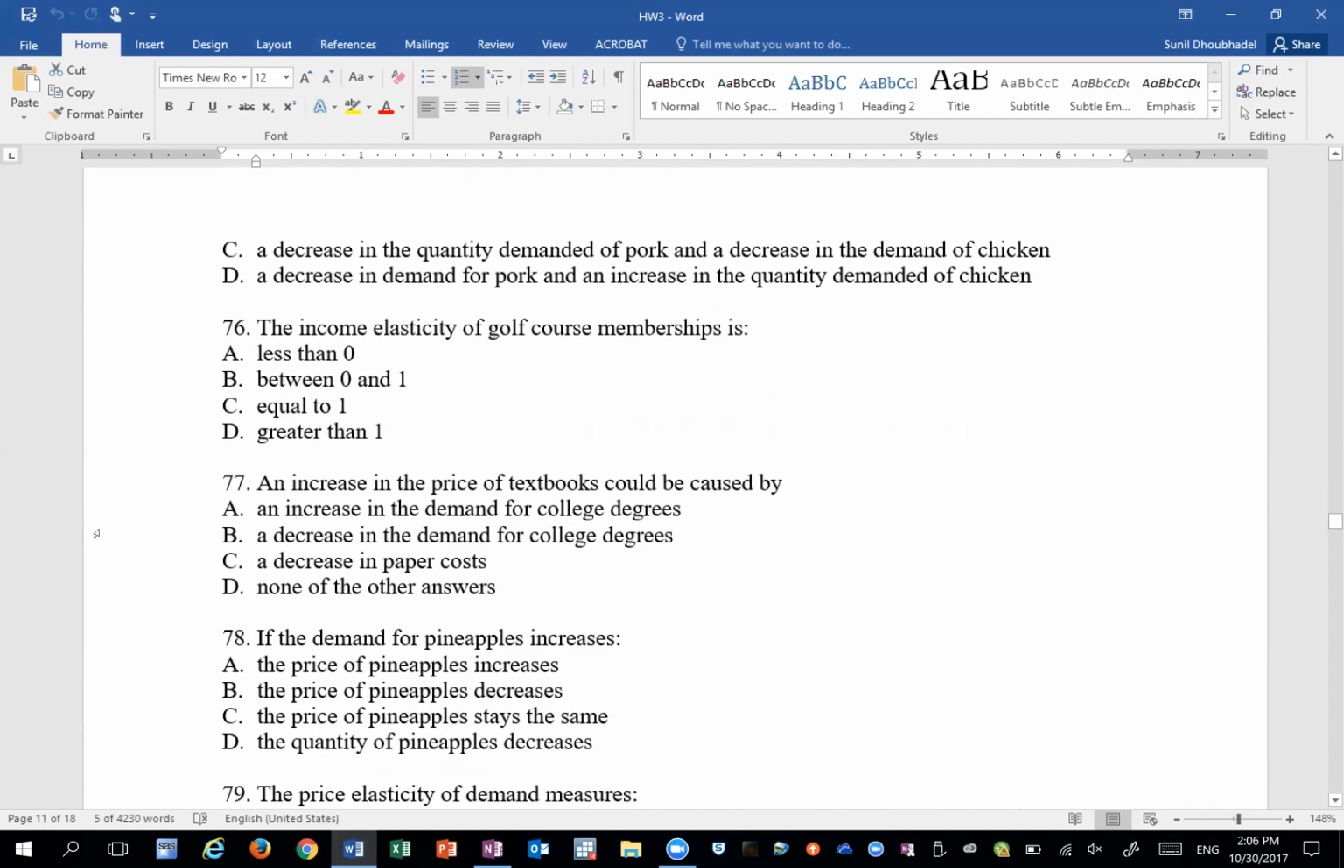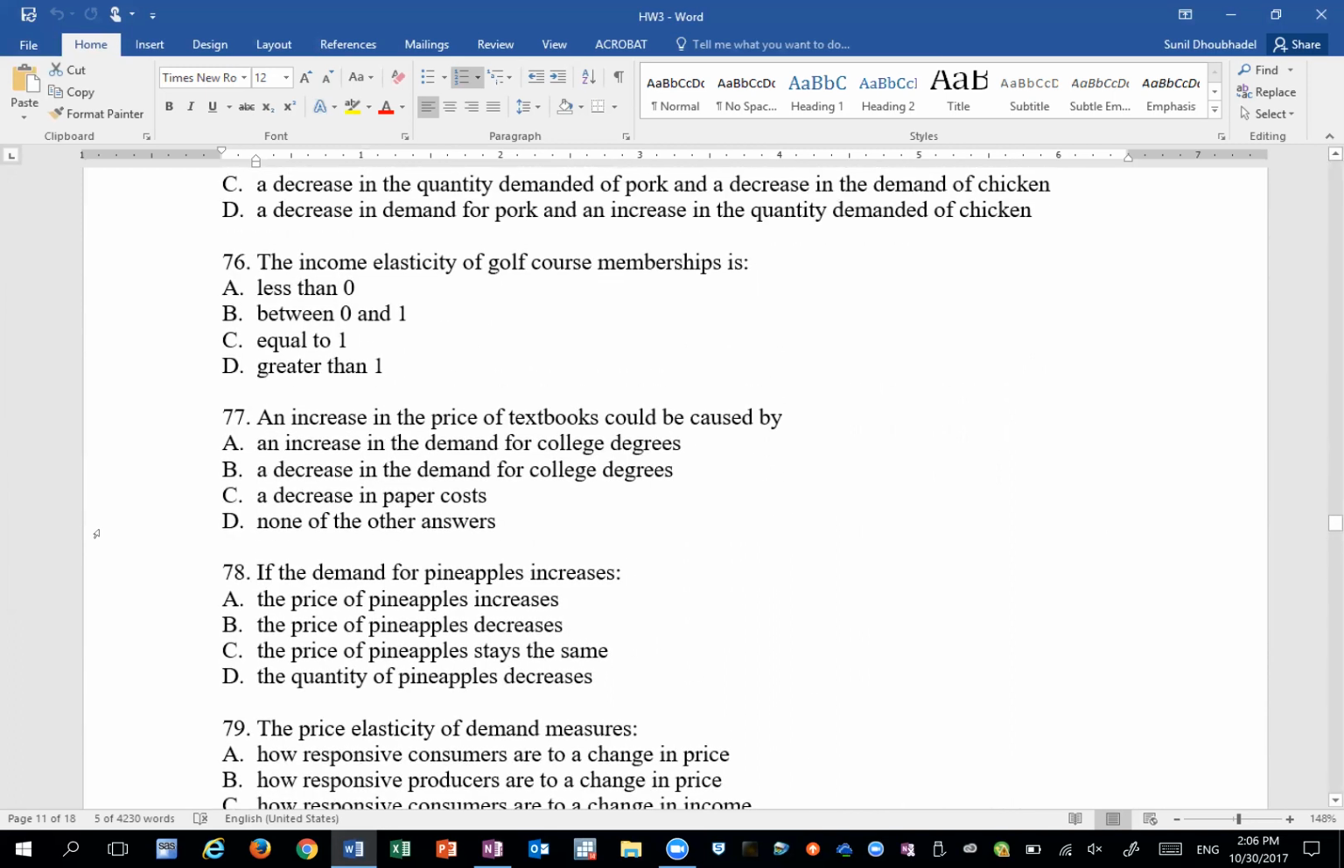The income elasticity of golf course membership is less than 0, between 0 and 1, equal to 1, or greater than 1. Golf course membership, what kind of good is that? Luxury good. So it should be greater than 1.